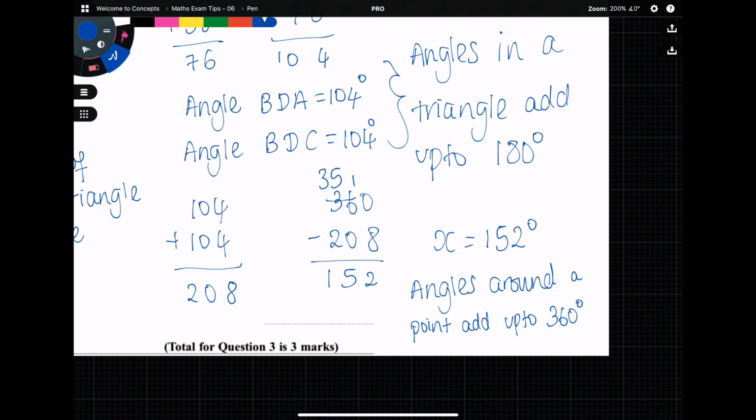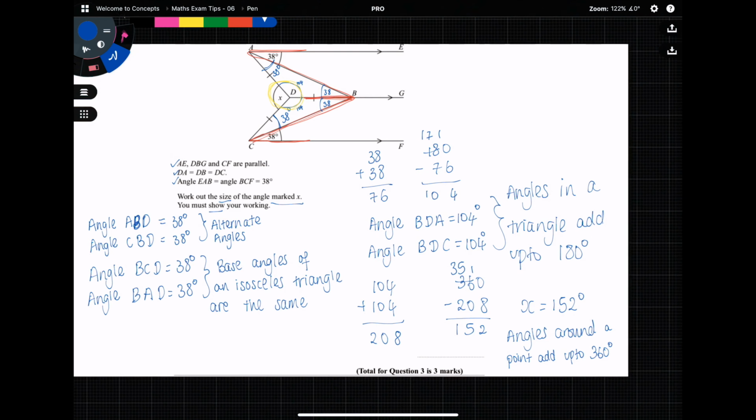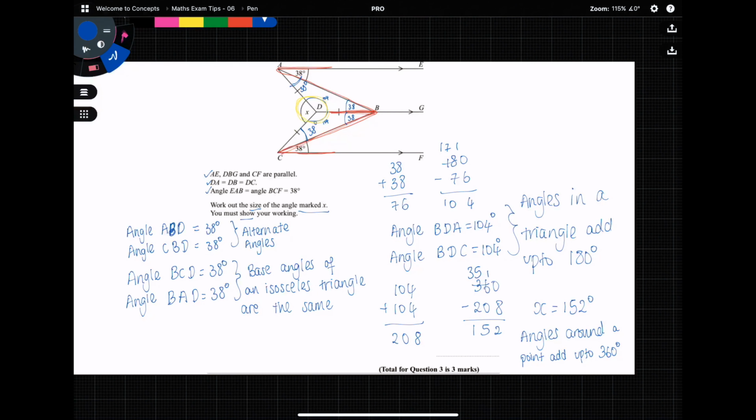Okay, so with a green pen, I'm going to show you where you get the 3 marks. So 1 mark for the alternate angles, second mark is using the isosceles triangles to work out the base angles of 38 degrees and 104 degrees, and obviously the final answer of getting 152. Remember, you have to show your reasons as well, so it's really, really important.